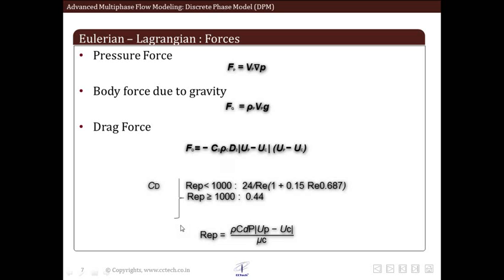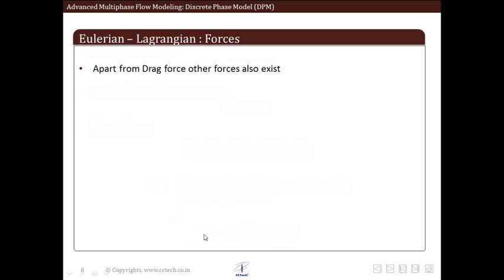Now for this drag coefficient, various configurations can be used, but mostly these types of equations are used for calculating the drag coefficient, which are a function of the Reynolds number of the particles. So depending upon the Reynolds number, different empirical equations are used for the drag coefficient, and the particle Reynolds number is calculated by this particular equation. So this is how the forces are modeled.